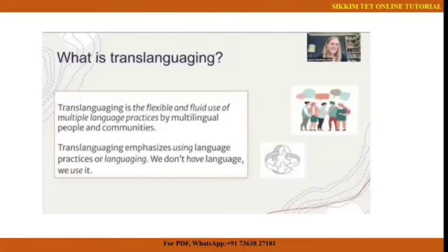So here is the definition of translanguaging. तपाईहरुले यो definitionलाई pause गरेर पनि हेर्न सक्नुहुन्छ.